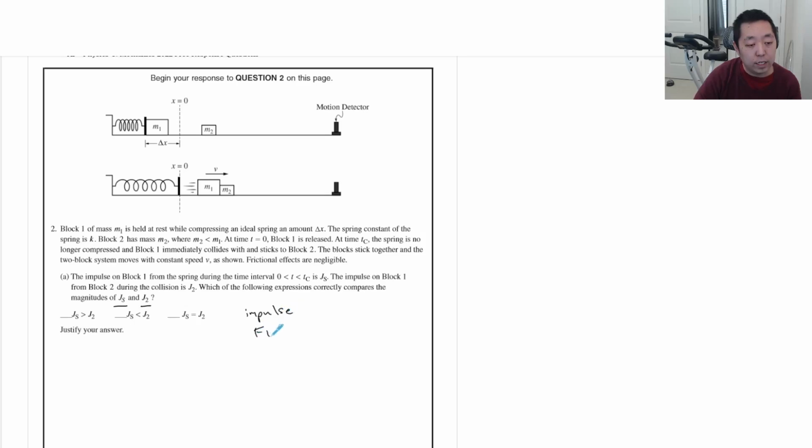Okay, so the impulse is Ft, and that causes a change in momentum. That's what you want to be thinking about here. Okay, so Js, the impulse from the spring, caused the block to go from 0 to v. We'll call it v1, the maximum speed of block 1.